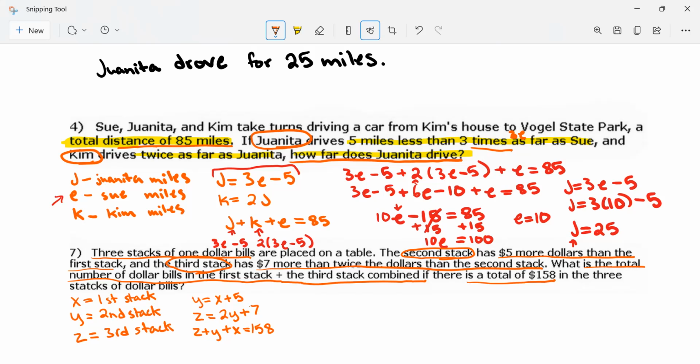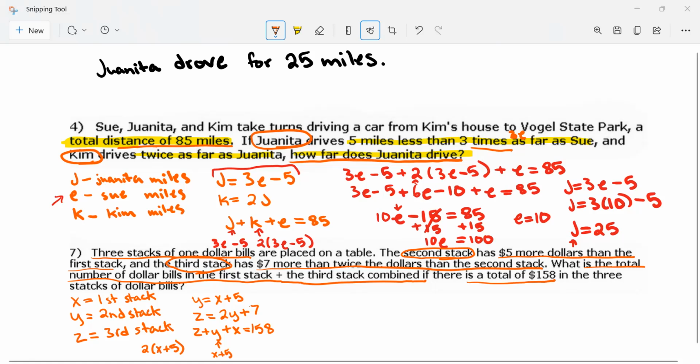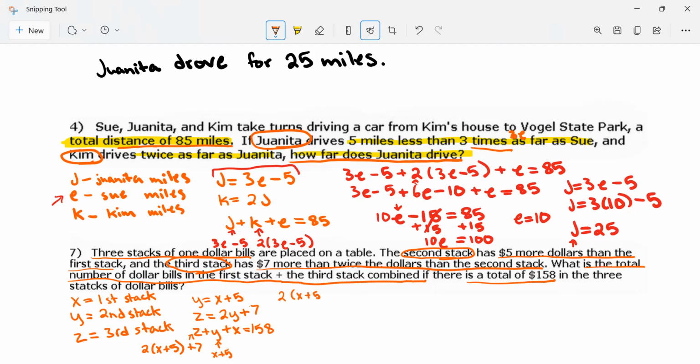We know that y equals x plus 5. So we can substitute this for y. z is equal to 2y plus 7. So since we know that y is equal to x plus 5, we can do 2 times x plus 5, plus 7. And we can substitute that for z. Now when we put that together, x plus 5 plus 7 plus x plus 5, and then plus x equals 158. We again have only one variable to deal with, so it makes our life easier.